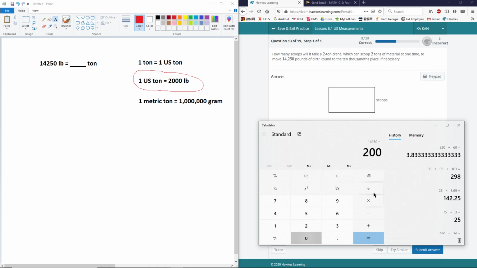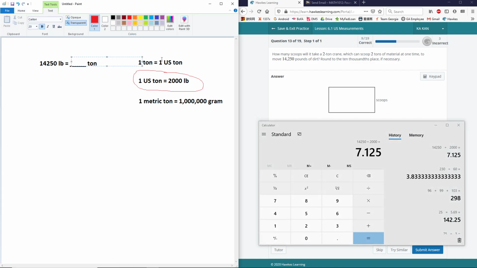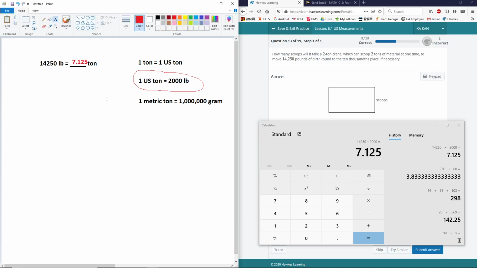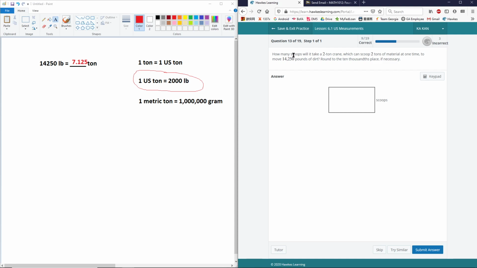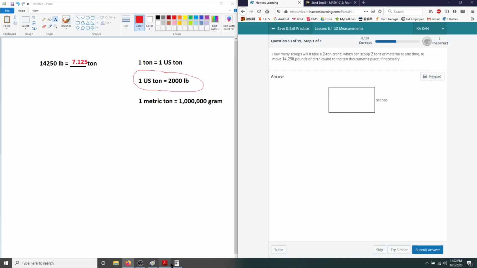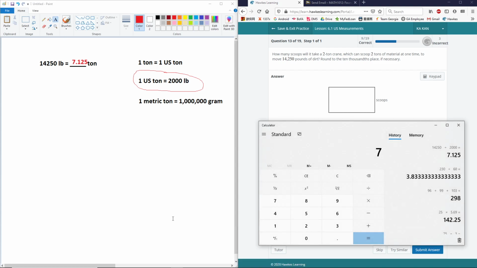14,250 divided by 2,000, and I have 7.125. Like that. But that's not over yet because this scoop here can take 2 tons at a time. So this crane, every time they scoop, is 2 tons. So you should divide it by 2. Right. So let's see. That will be 7.125 divided by 2, which is 3.5625.